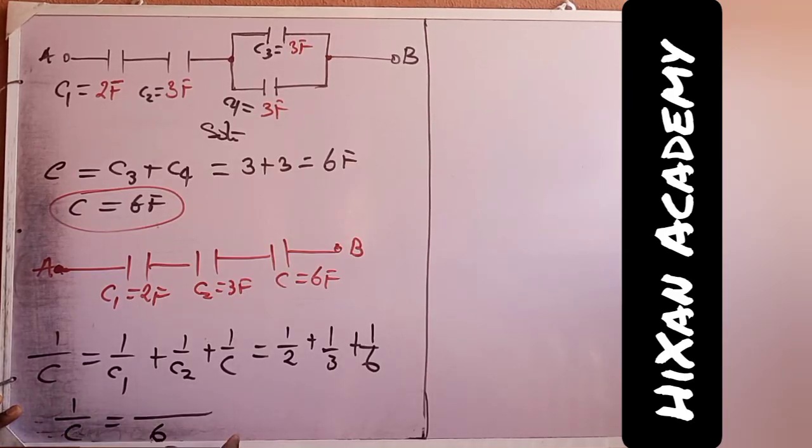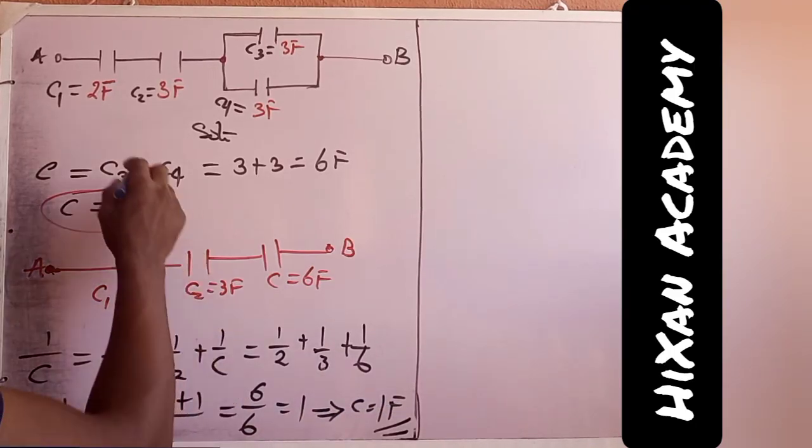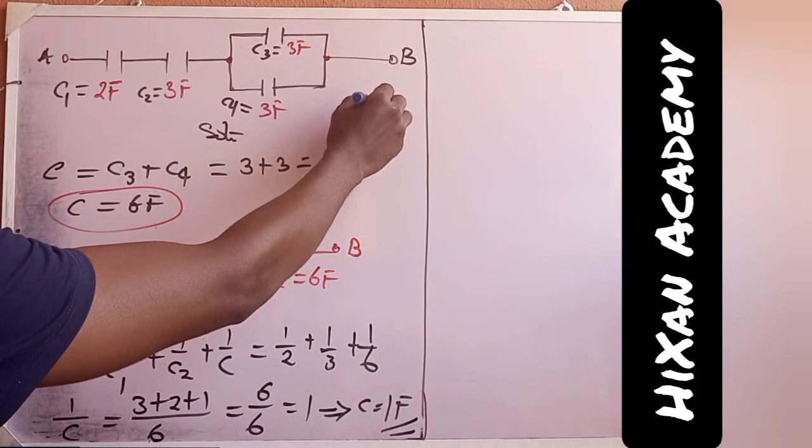So we have 6 here. 2 in 6 gives 3 times 1, 3, plus 3 in 6, that's 2 times 1, 2. Then 6 in 6 is 1 times 1 is 1. And that gives us, this is 5, this is 6. So we'll have 6 upon 6, and that is 1. So when we invert this, C is 1 farad. So the effective value here for this network is just 1 farad.